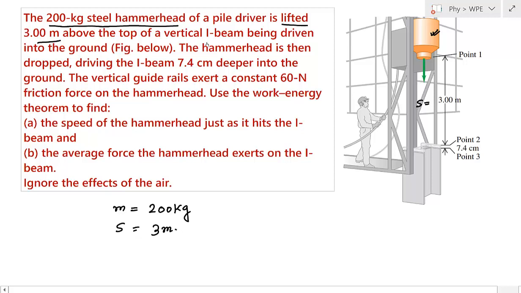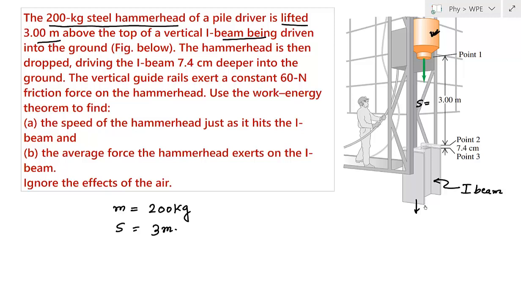Above the top of a vertical I-beam being driven into the ground. So this is the I-beam. What is happening in this case is, when this hammerhead falls onto this I-beam, this goes down into the ground. So this kind of mechanism is often used to drive the I-beam inside the ground.